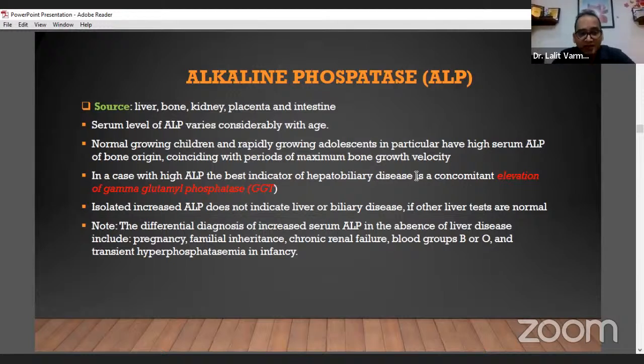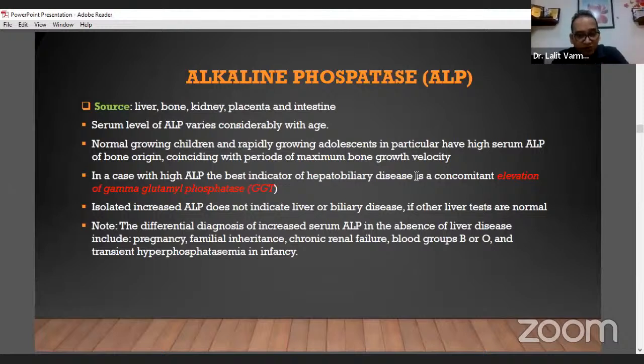In cases with high ALP, the best indicator of hepatobiliary disease is concomitant elevation of your GGT, because they are due to obstruction. So when your GGT and ALP both are elevated, then you should think about liver. When it is an isolated ALP, very rarely is it purely liver disease, then you need to think about something else, like bones also. Isolated increase of ALP does not indicate liver or biliary disease if other liver tests are normal.